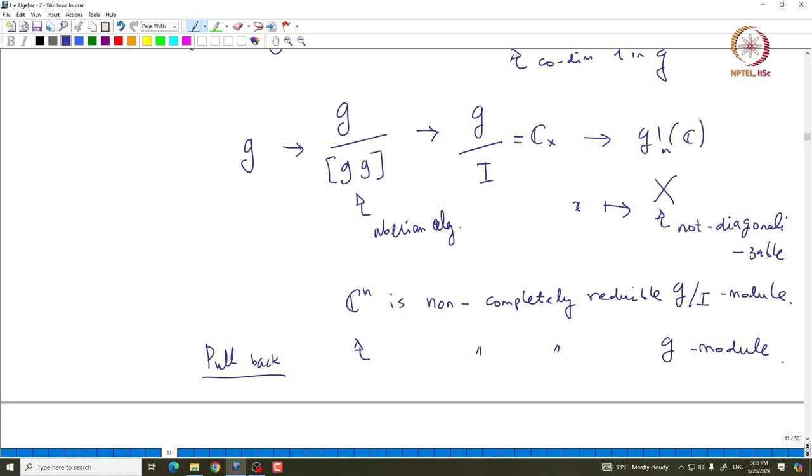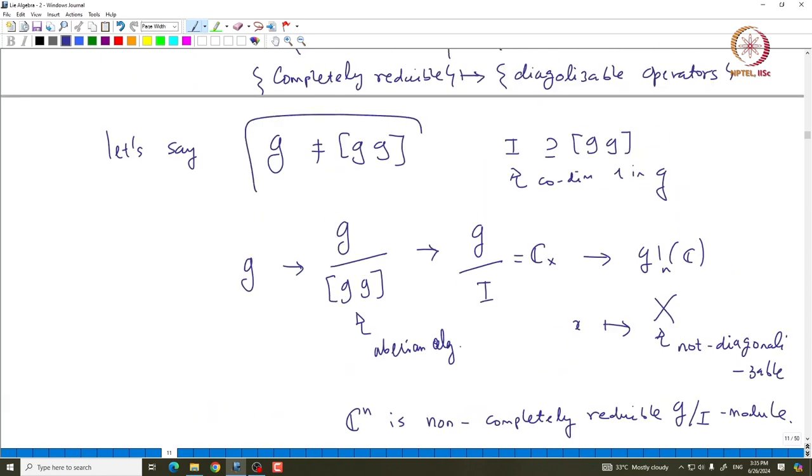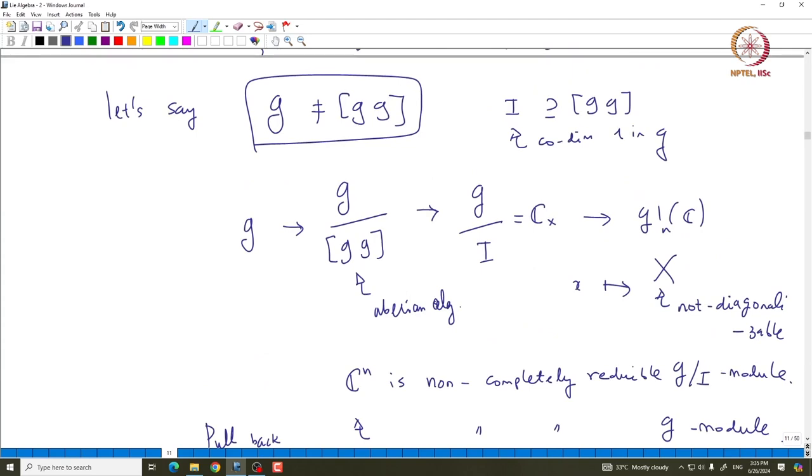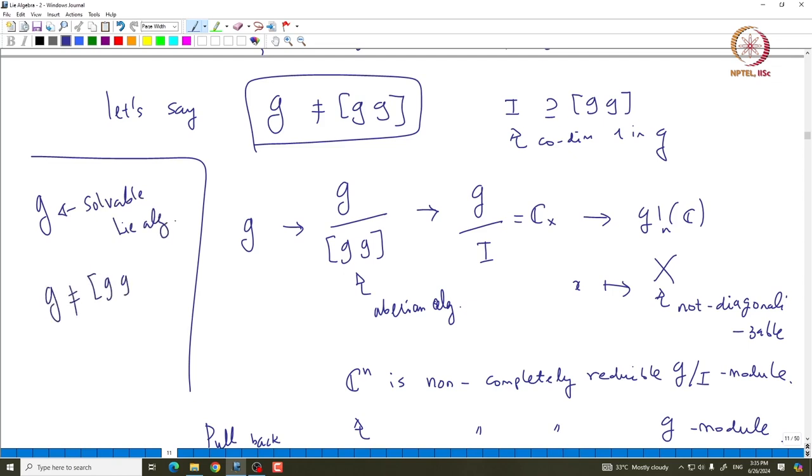So that implies that whenever we have the situation G is not equal to the bracket [G,G], then we are able to get a non-completely reducible module for G. In particular, this happens when G is, for example, a solvable algebra. For a solvable algebra, G must be not equal to [G,G] all the time. So what will be the other extreme? Whenever G is a semisimple Lie algebra, in particular for simple Lie algebras, we always have, this is a fact, that if G is semisimple, then the bracket [G,G] is equal to G.